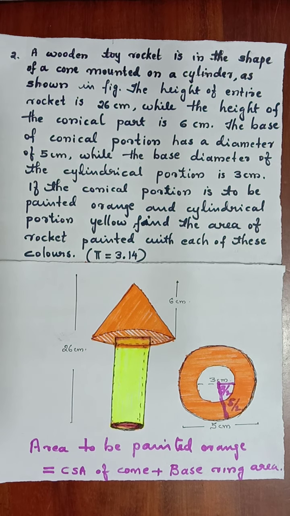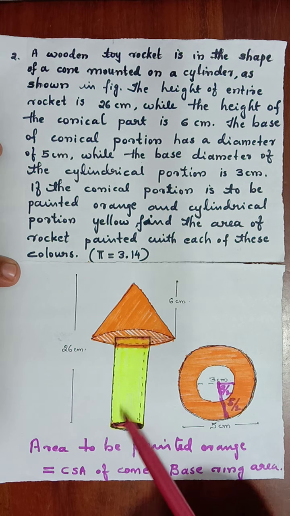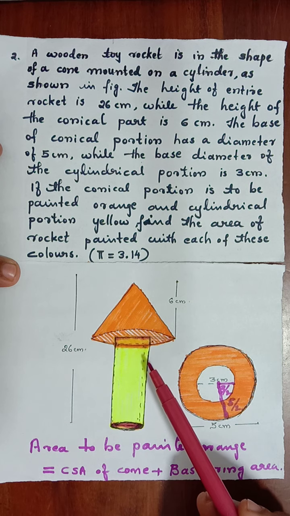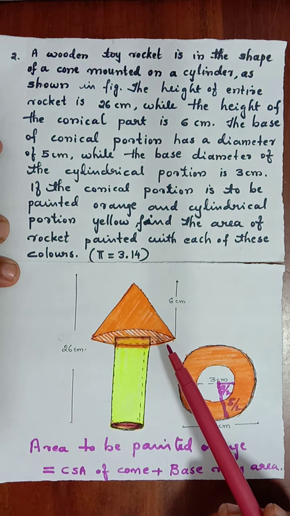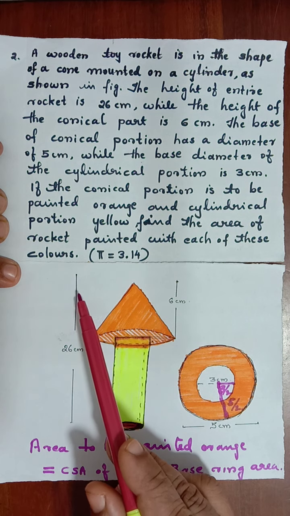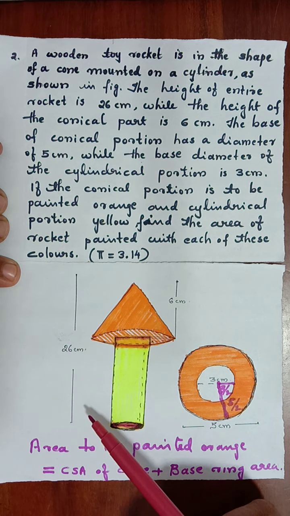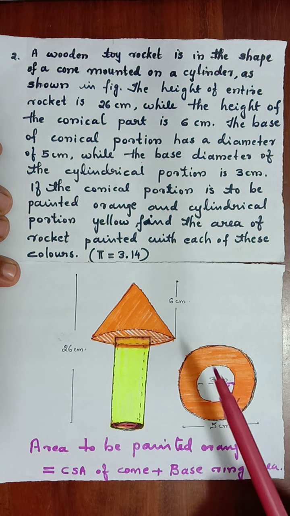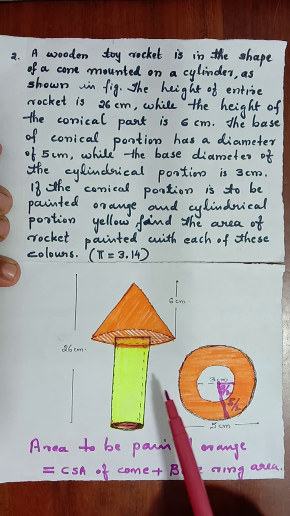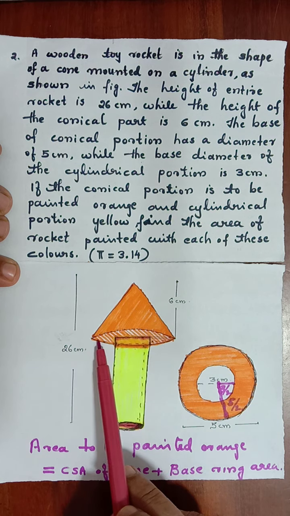A wooden toy rocket is in the shape of a cone mounted on a sphere, mounted on a cylinder as shown in the figure. You can see that here we have a cylindrical portion upon which we have the cone mounted. The height of the entire rocket is 26 cm. In the figure you can see this, 26 cm is the total height of this toy, while the height of the conical part is 6 cm. The base of the conical portion has a diameter of 5 cm. This is the base of the conical portion. Its diameter is 5.